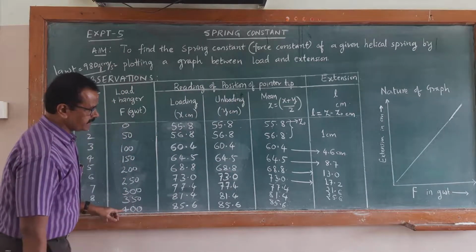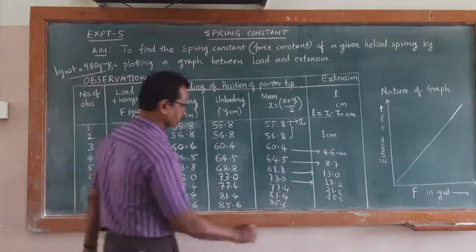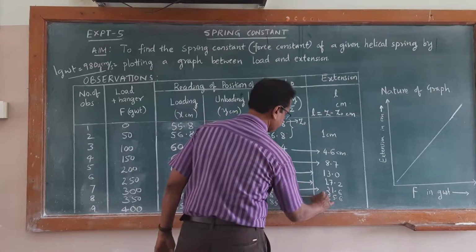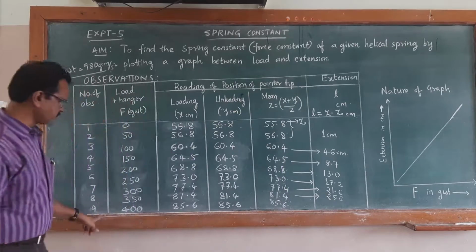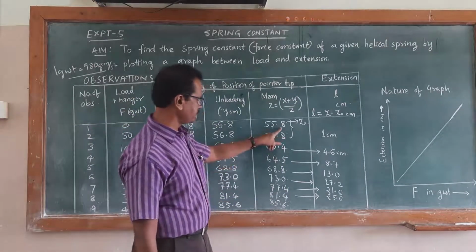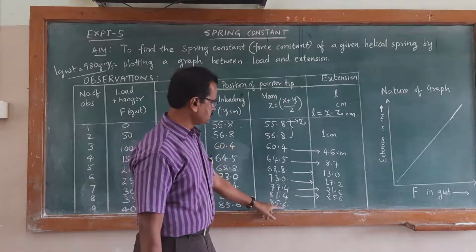Now for the last reading, next to 350 gram, the reading for 400 gram, you can see 85.6. 85.6 minus 55.8. Z minus Z naught. 16 minus 8.